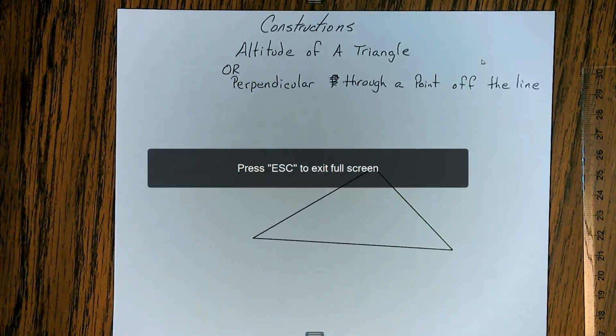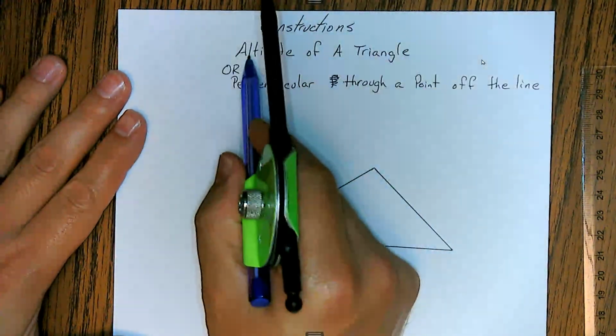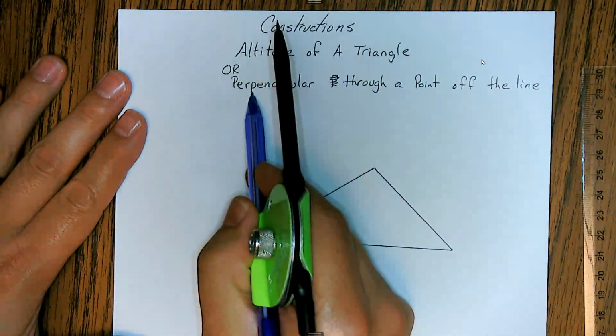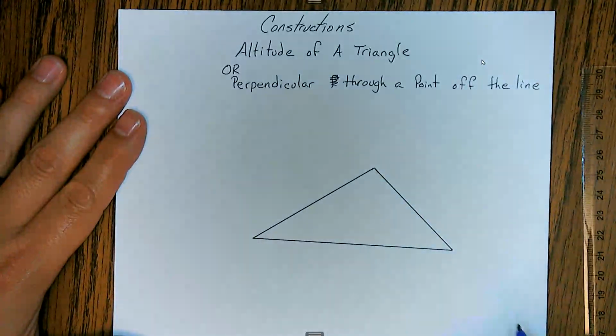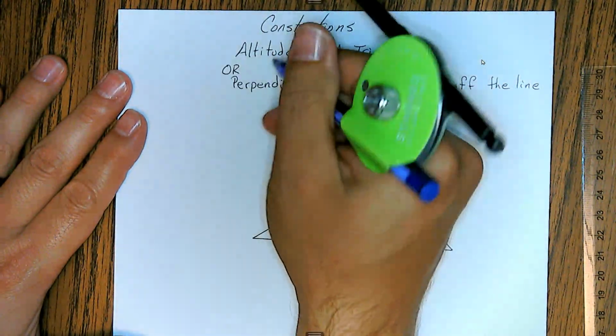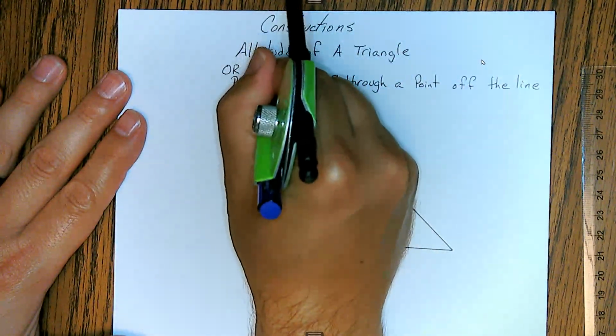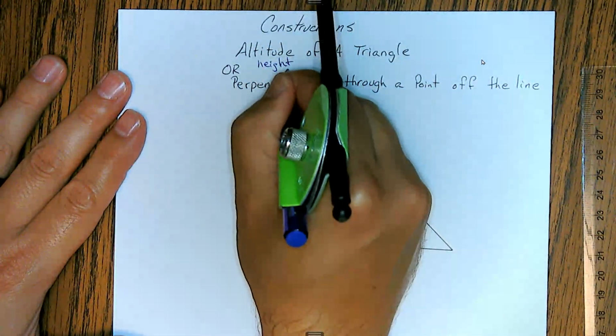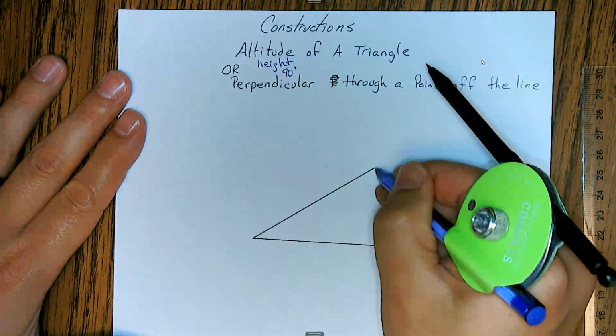Hello, today I'm going to show you another construction. We'll do the altitude of a triangle, also known as a perpendicular through a point off the line. The altitude of a triangle is just a fancy word for height. All right, and we know that we measure height at 90 degrees straight down.